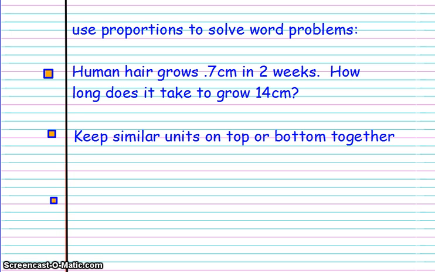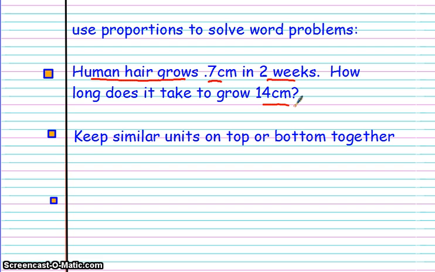And the final way we're going to use proportions is to help solve proportions. So the thing that you have to look at when you're dealing with word problems and proportions is the units. If you look at the first problem, we have human hair growing, and that's what we're talking about. It grows 0.7 centimeters in 2 weeks. So how long does it take to grow 14 centimeters?